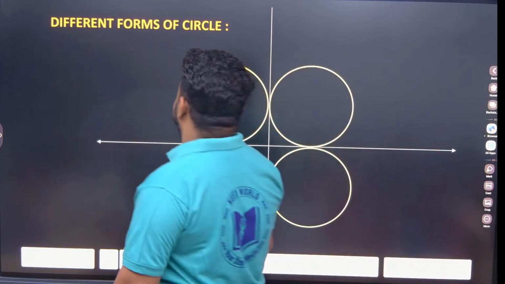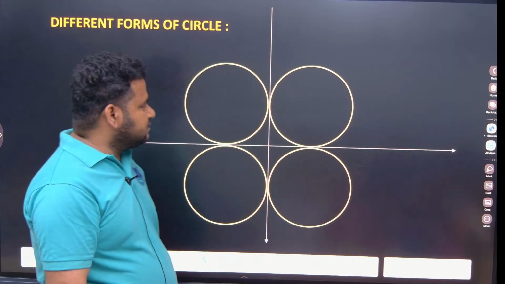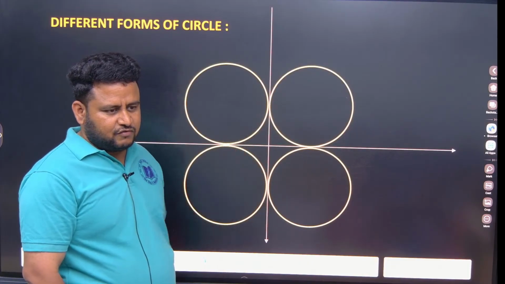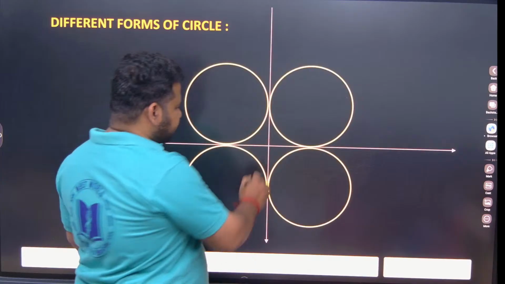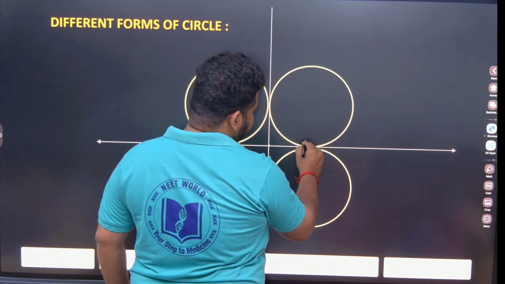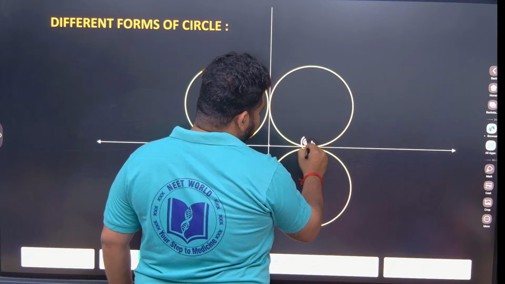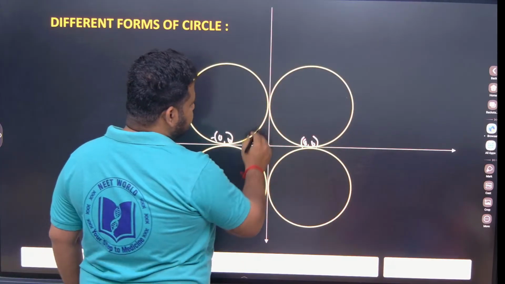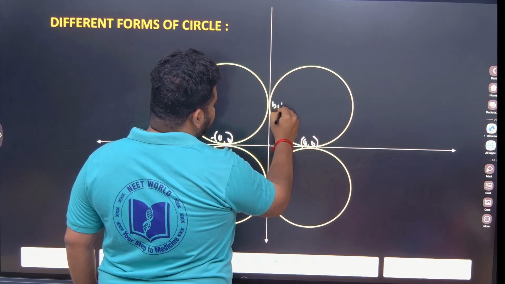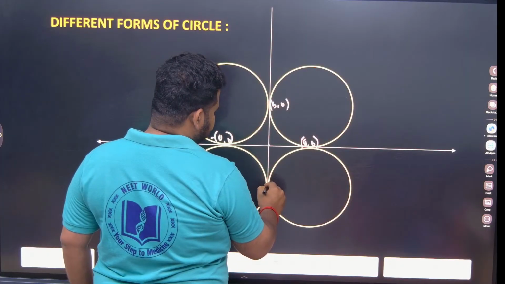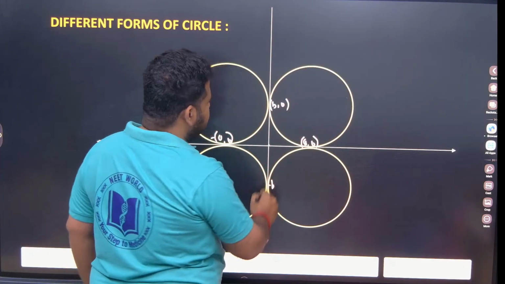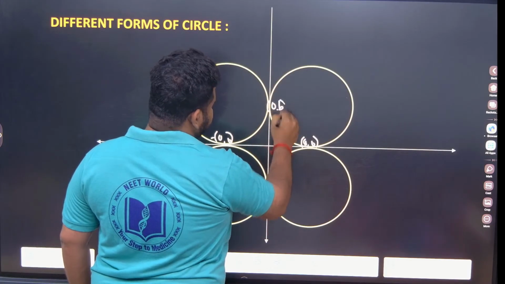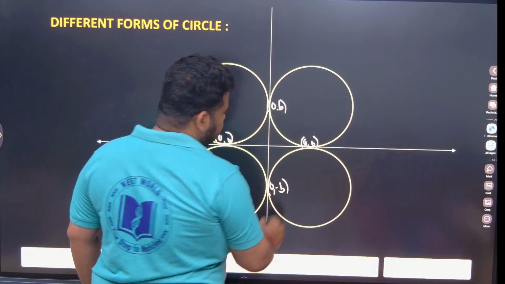Now different forms of circle. This is touching both the x axis and the y axis. Now this one is positive a, so this will be a comma 0. What about this? Minus a comma 0. This will be b comma 0. What about this? Minus b. Okay, this will be 0 comma b, and this will be 0 comma minus b.